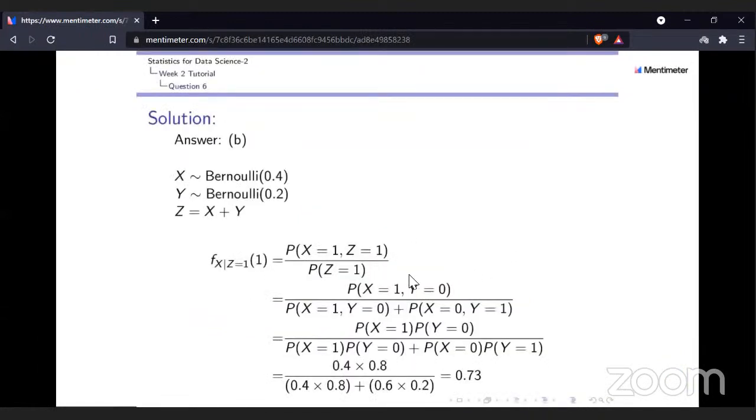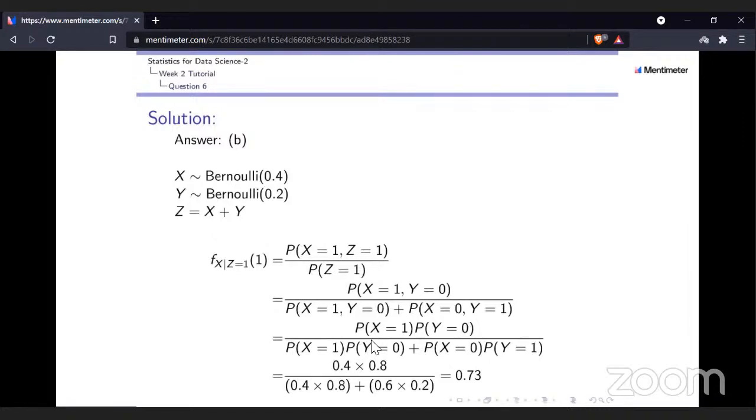Yeah, so it was given to us that x is Bernoulli 0.4 and y is Bernoulli 0.2, and the set is z equals x plus y, and we had to find f of x given z equals 1. That is nothing but probability x equals 1, z equals 1 divided by probability z equals 1. So z equals 1 is possible only if y equals 0. So this is going to be probability of x equals 1 comma y equals 0 divided by probability z equals 1, which we have already found, so we can directly use that number.